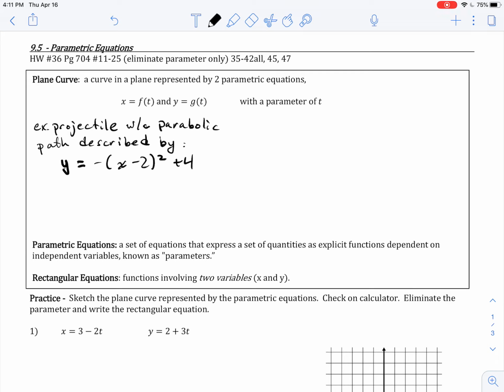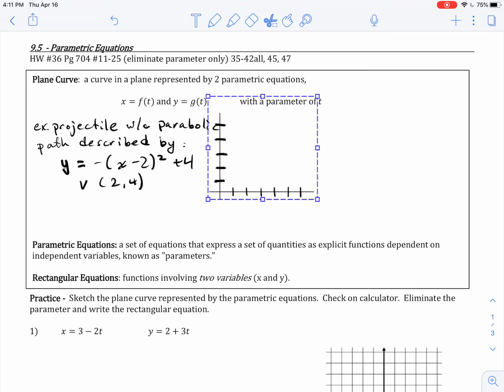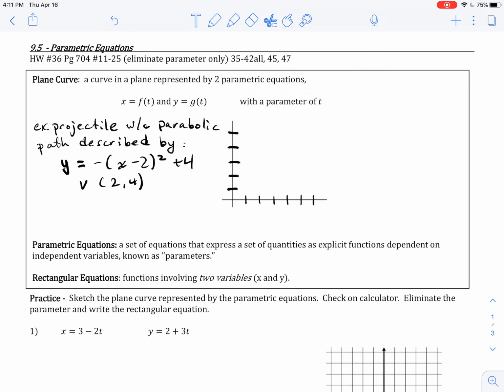Well, if I were to graph something like this, the first thing that I would want to identify is that my vertex here is going to be 2, 4. And I went ahead and just got the graph ready for this so we can work with that. If I were to graph something like this, let's just graph that point.